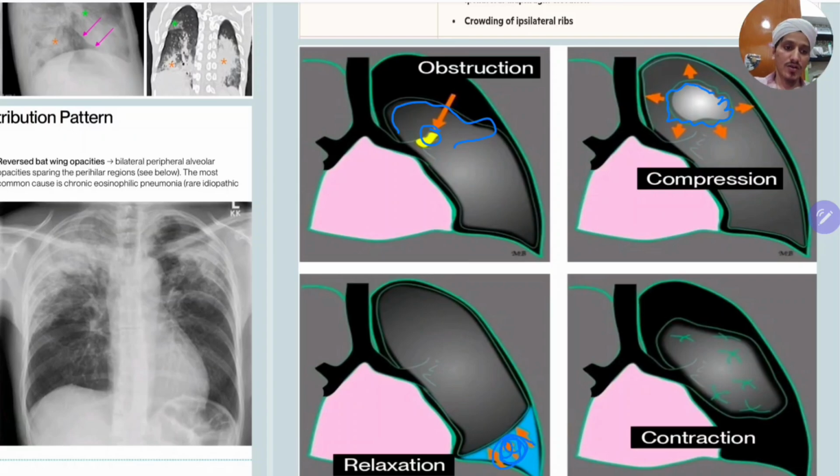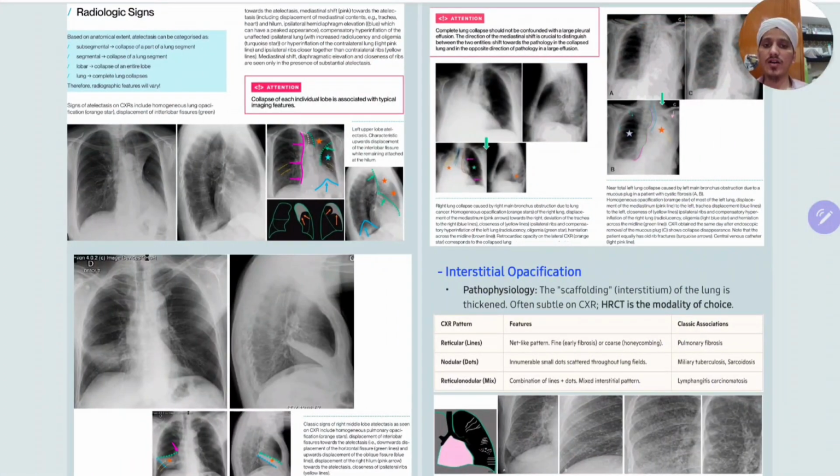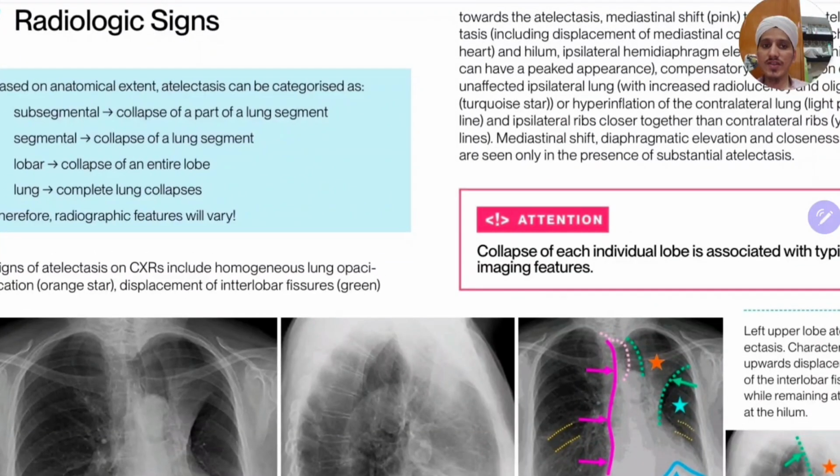And here, contraction. Why contraction? Some scarring or something will not allow the lung to inflate, to relax, and it will pull the lung, so there will be collapse of a part or whole of the lung. Okay, so these are the mechanisms we have seen. Now we'll see the chest X-ray.